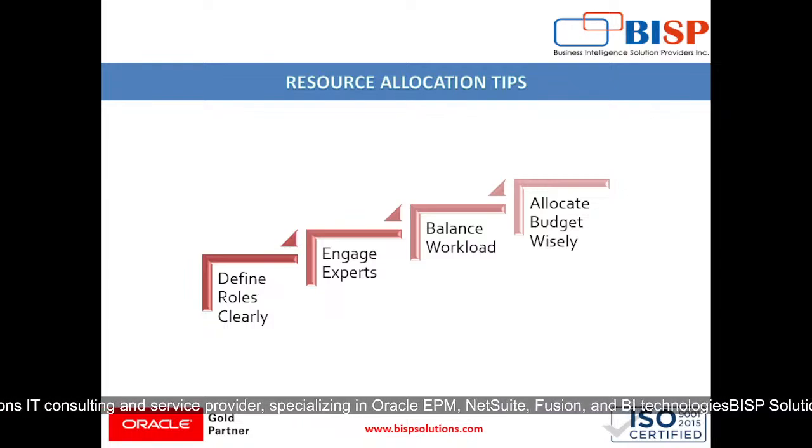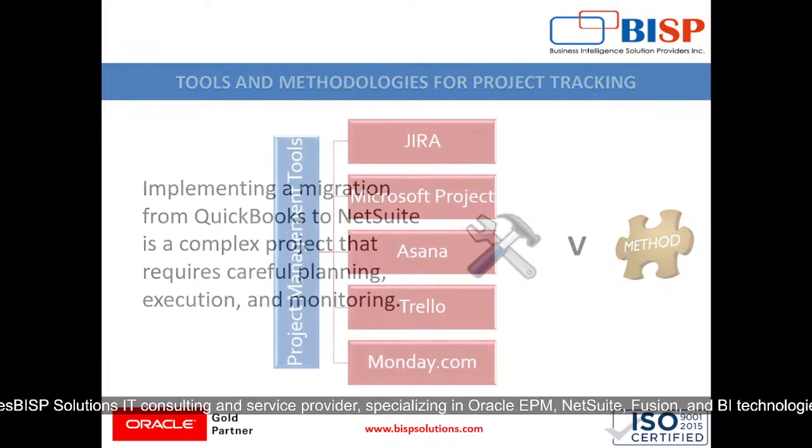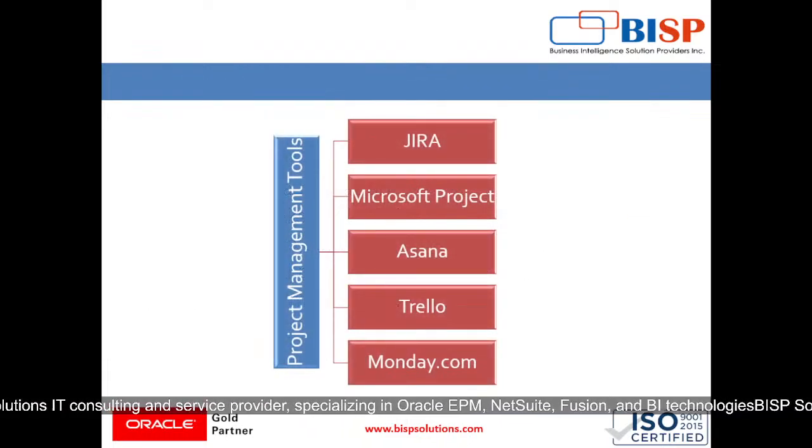Then comes our tools and methodologies for project tracking. Implementing a migration from QuickBooks to NetSuite is a complex project that requires careful planning, execution and monitoring. So using the right tools and methodologies ensures a smooth transition and successful implementation for the project. The project management tools we will be using are Jira, Microsoft Project, Asana, Trello and Monday.com.